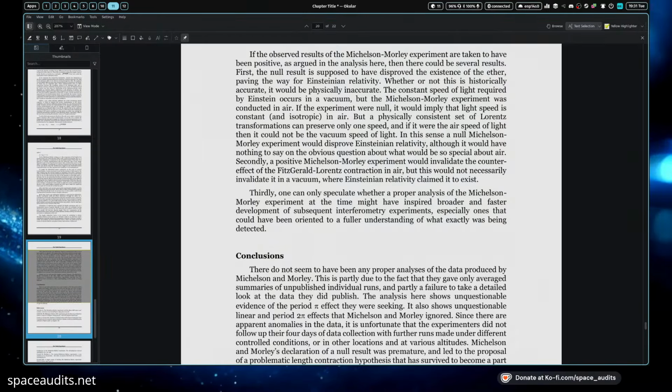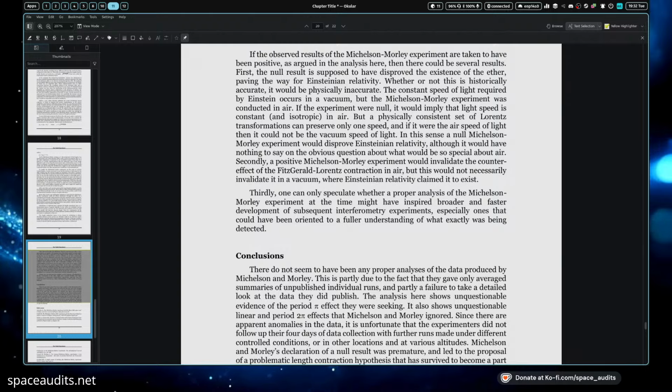Secondly, a positive MMX experiment would invalidate the counter effect of the FG Lorentz contraction in air. This would not necessarily invalidate it in a vacuum, where Einsteinian relativity claimed it to exist. Thirdly, one can only speculate whether a proper analysis of the MM experiment at the time might have inspired broader and faster development of subsequent interferometer experiments, especially ones that could have been oriented to a fuller understanding of what exactly was being detected.